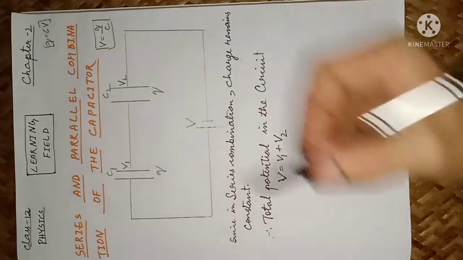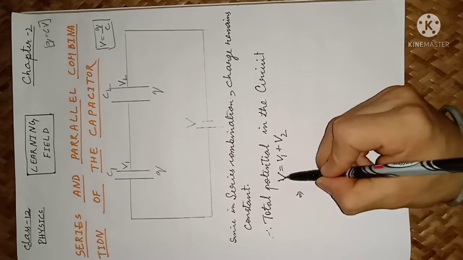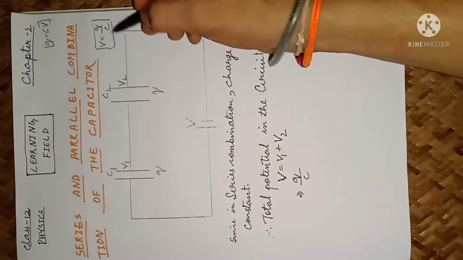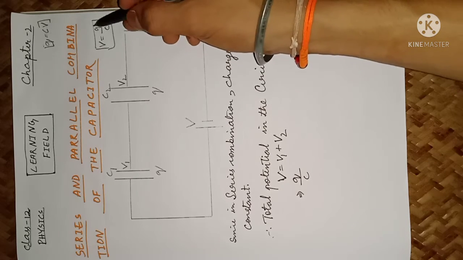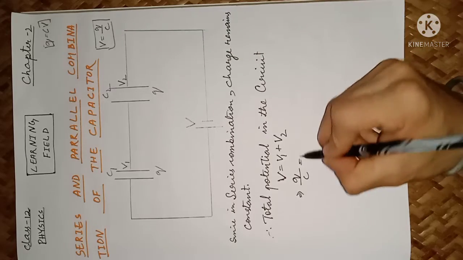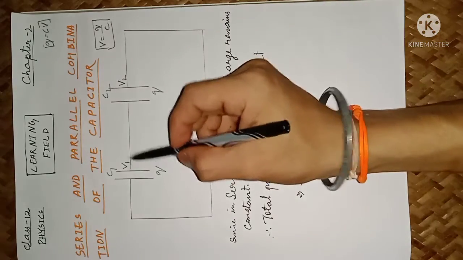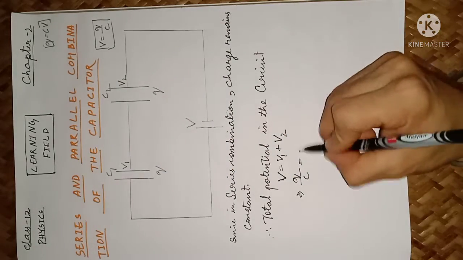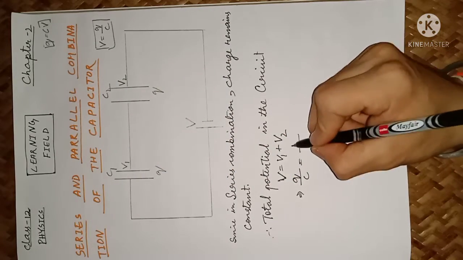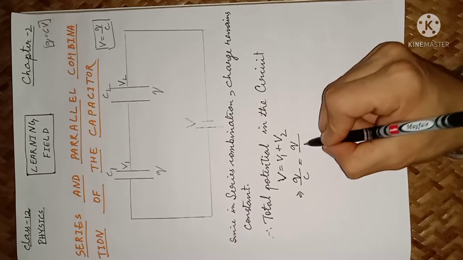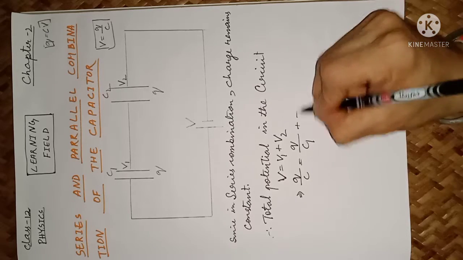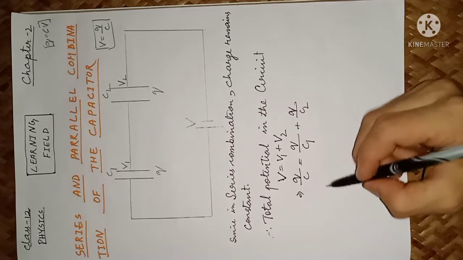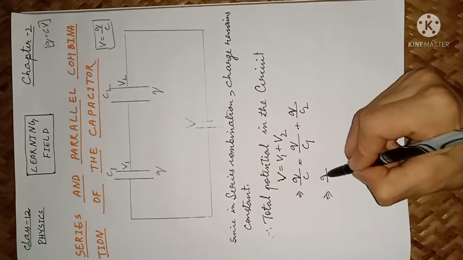So let us substitute this here. V is equal to Q by C. We are substituting the value of electric potential V, which is equal to Q by C. So V1 will be equal to what? In the case of V1, the charge is Q and capacitance is C1. So let us substitute. Charge is Q and capacitance is C1 plus charge is Q, capacitance is C2, which is equal to Q by C.